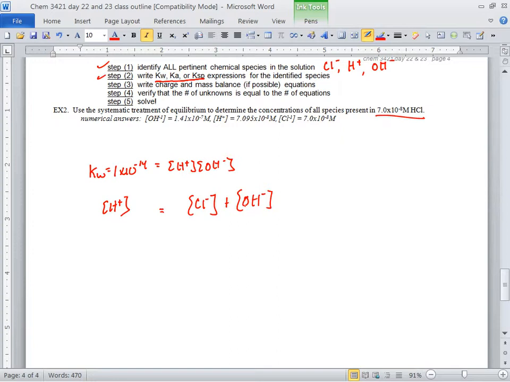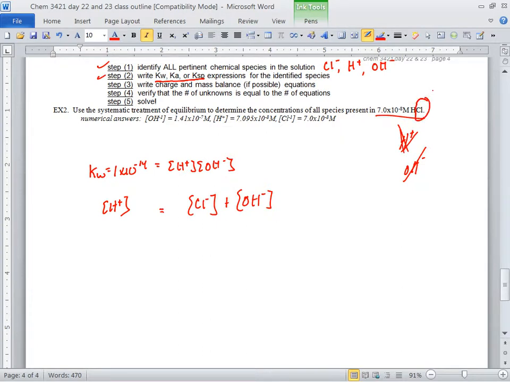Dr. Smith, do you really have to, or can you just put Cl minus is equal to 7.0 times 10 to the negative 8? Now, when you write mass balance, Ricky, you're on to something. But remember, when you write mass balance, this is why it's always kind of confusing. What you do is you say, remember, we don't mess with hydrogen ion or hydroxide because they have more than one source, right? So pretty much the only guy you're looking at is Cl.